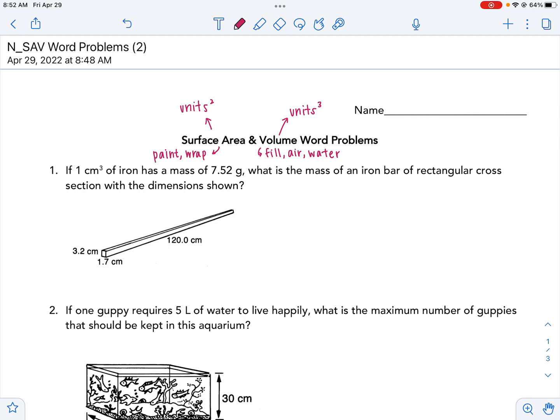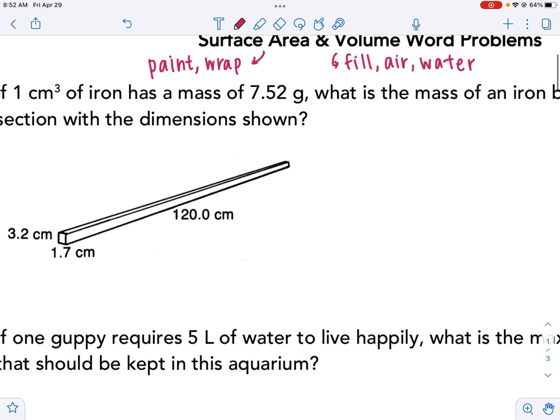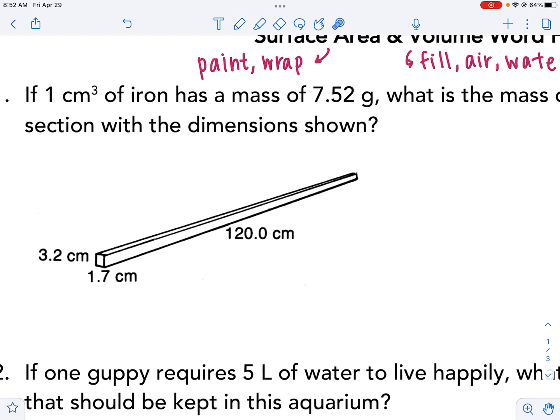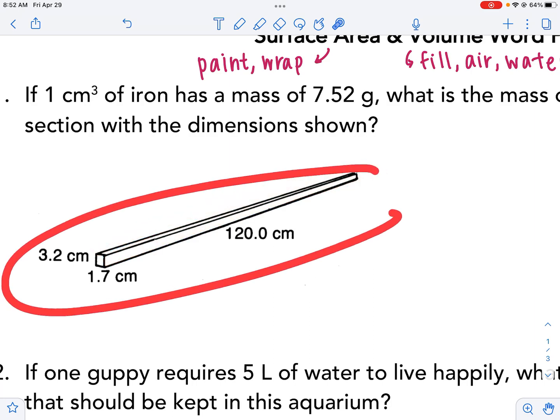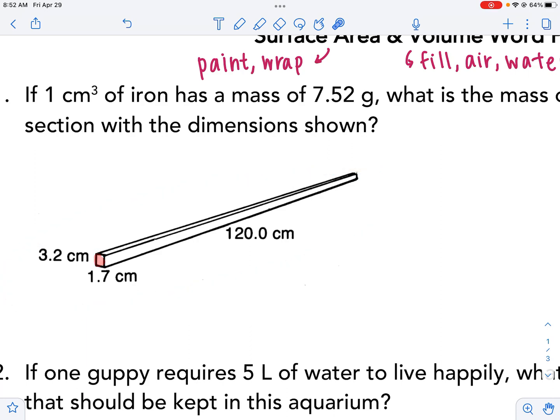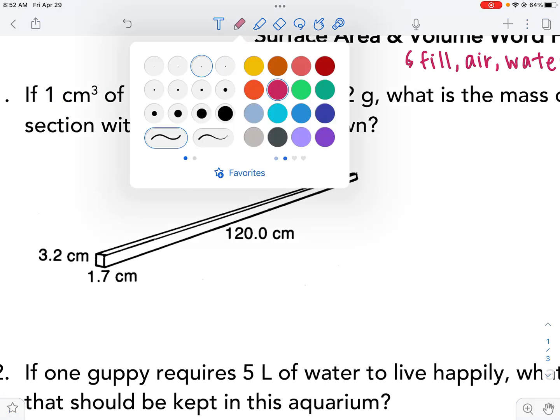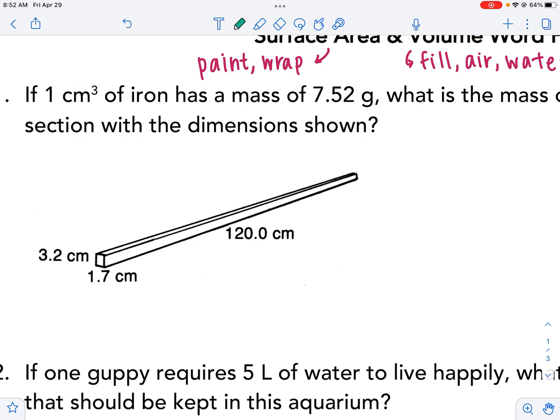Using our picture, I can tell it's a rectangular prism. They said cross-section, they're just saying this is a cross-section for whatever they're going to build with it. So this is a rectangular prism, and they talked about mass, iron, but they said centimeters cubed, which is our clue that this would be a volume problem.